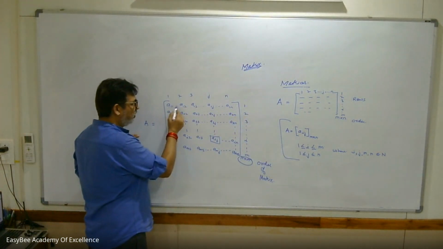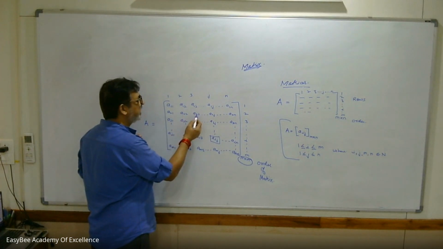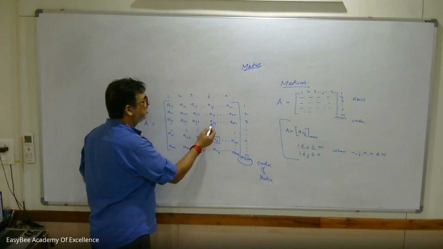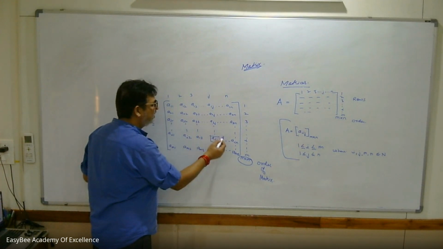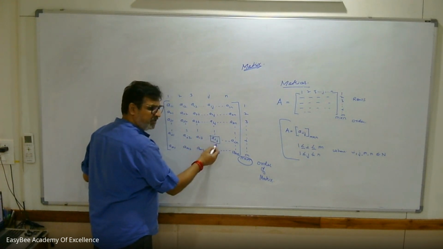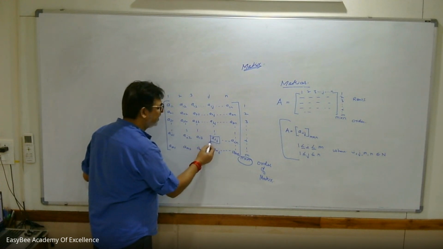First row, first column; first row, second column. This is second row, third column. This is third row, jth column. This is ith row, jth column. So this is our general element.